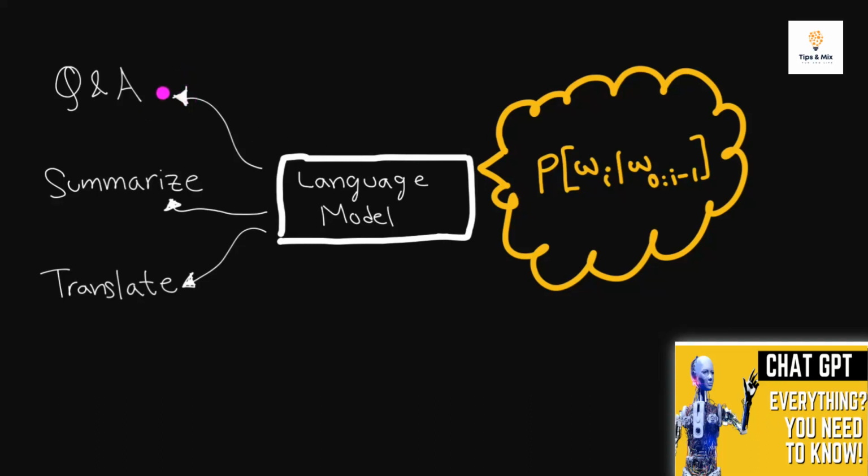Because of this, we can generate language models to handle very specific tasks like question answering, text summarization, as well as language translation, among others.